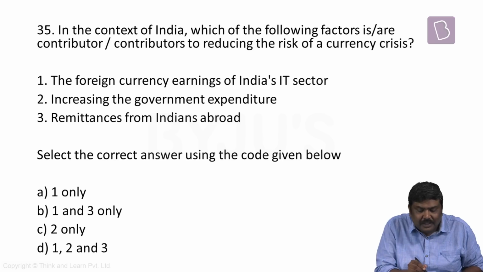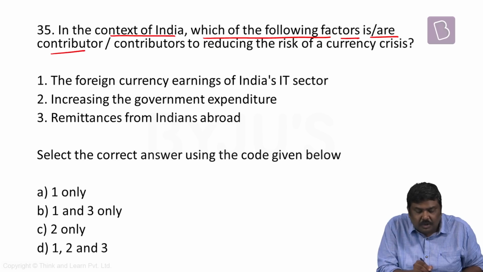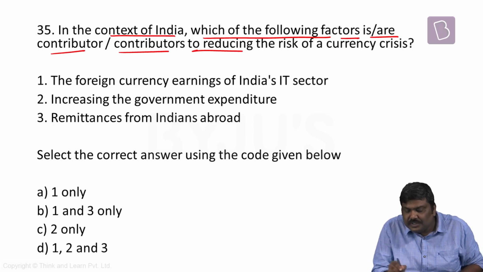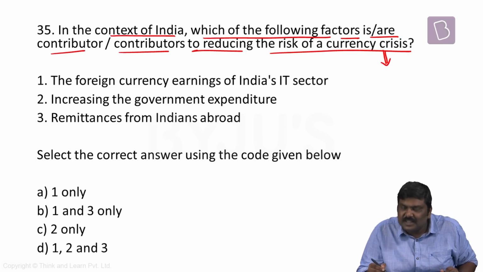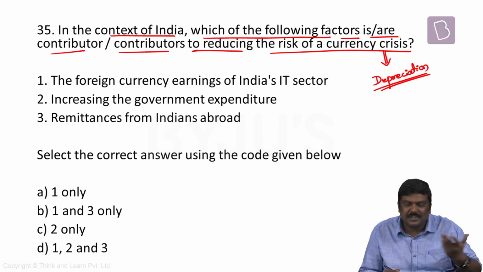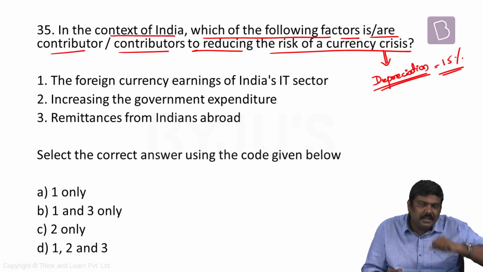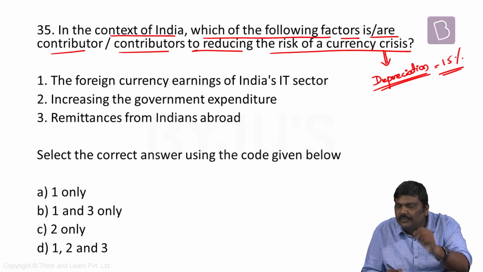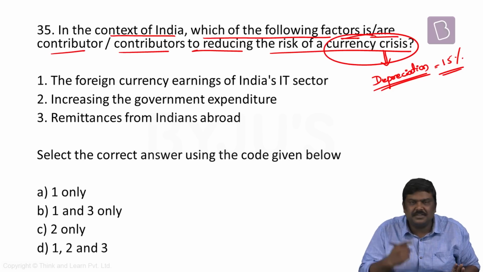Question number 35. In the context of India, which of the following factors is or are contributors to reducing the risk of currency crisis? Before looking at the points, a currency crisis is basically whenever there is a sudden depreciation in the domestic currency. Remember this? Usually experts take it at around 15% of the value. If the domestic currency depreciates quickly by 15% of its value, we'll basically say this currency is in crisis.